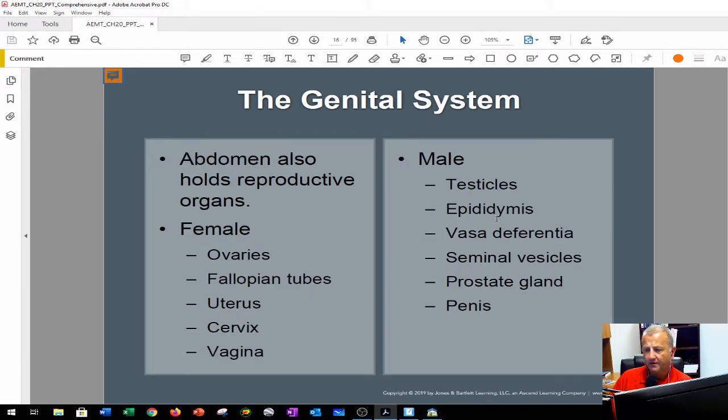And then it leads us to the male and female reproductive organs found in the abdominal area. In the female, in the lower part of the abdominal pelvic area, you have the ovaries, fallopian tubes, the uterus, the cervix, the vagina, and of course the males, the testicles, epididymis, the vas deferens, seminal vesicle, prostate gland, and the penis.